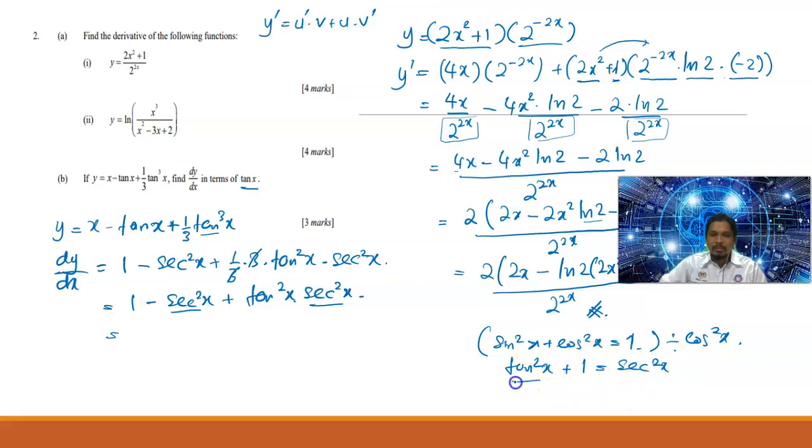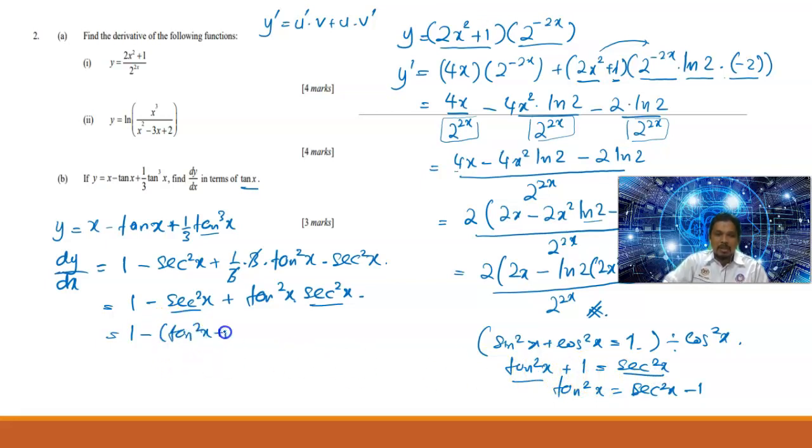So look at this one here now. Tangent square x equal to secant square x minus 1, or secant square equal to tangent square plus 1. So 1 minus secant square. Secant square equal to tangent square plus 1.